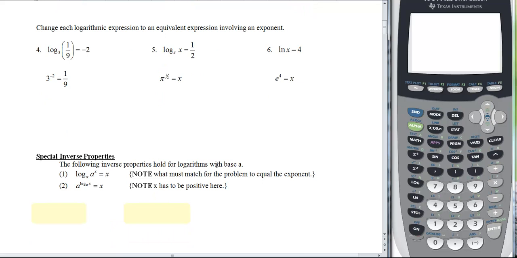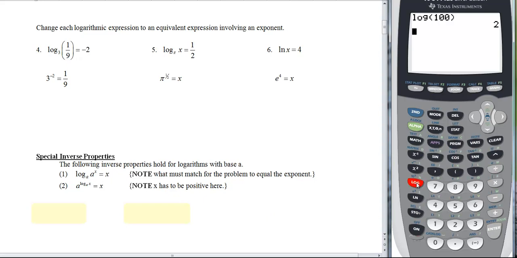The following inverse properties hold for logarithms with base a. So if I've got the log of a number raised to an exponent, but this number here is the exact same thing as my base, then it will equal x. For instance, let's look at this. Log of 100. Think about this. This is base 10. Now if I rewrite this as 10 to the 2nd, then my answer should be 2. There it is. That's all this is saying. This number and this base must be the same. If they are, then whatever the exponent is what this equals.